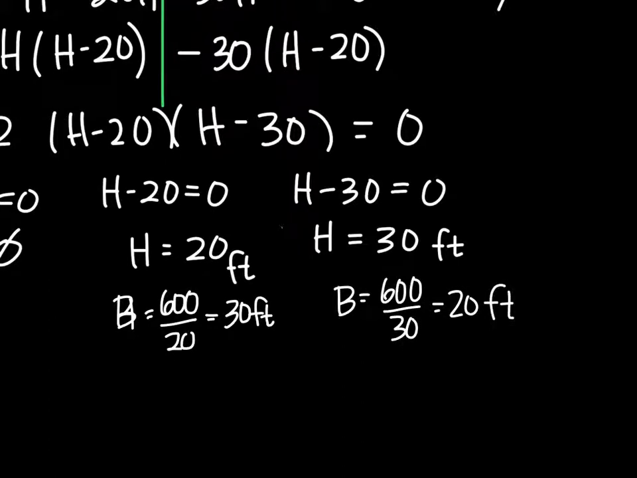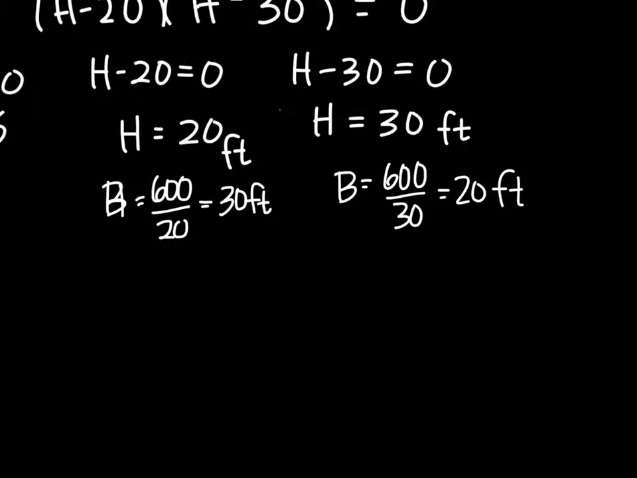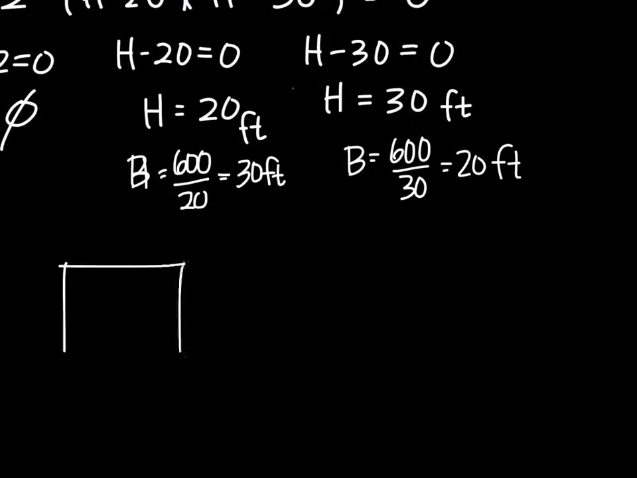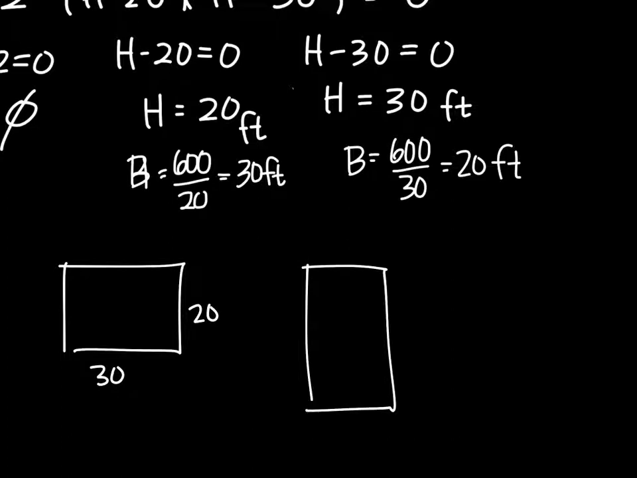What do you notice about these dimensions? If the height is 20, the base is 30, and if the height is 30, the base is 20. What does that mean about your design? Well, either it looks like this, and it's 30 by 20, or it's turned on its side and it's 20 by 30. So either way, you have a rectangle that's meeting the requirements.